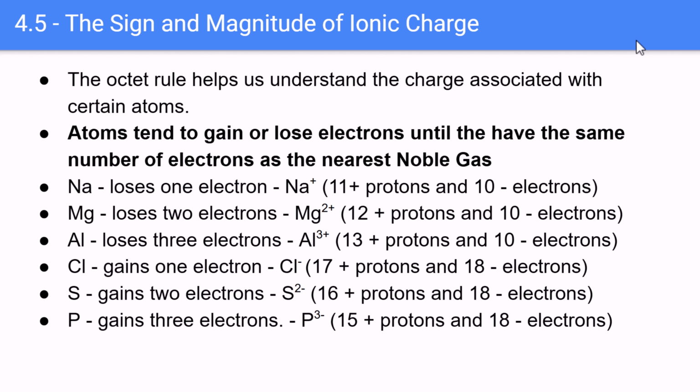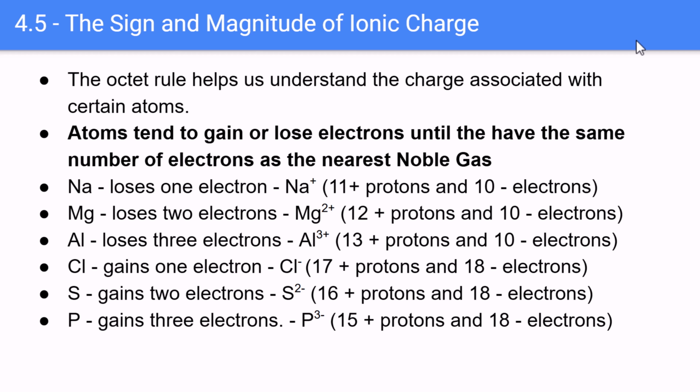Now there's another way that we can go through and do this, and again, I also want to reiterate here, notice the charges on the individual ions that are present here. Na lost 1 electron, so it's a 1 plus. Mg loses 2 electrons, so it is a 2 plus. And Al loses 3 electrons, so it is a 3 plus. Chlorine gained 1 electron, so it's a 1 minus. Sulfur gains 2, so it's a 2 minus. And phosphorus gains 3, so it is a 3 minus.